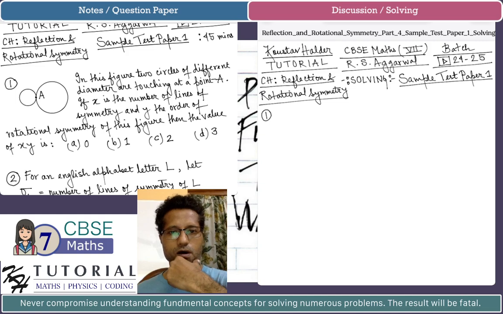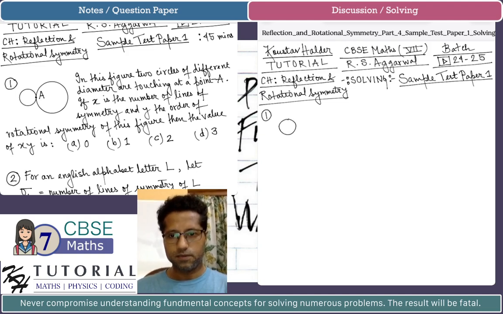So definitely we have to find the value of x, that is, we have to find the number of lines of symmetry and the order of rotational symmetry. Okay, so it is given that the figure is, let me roughly draw the figure. The figure is something like this.